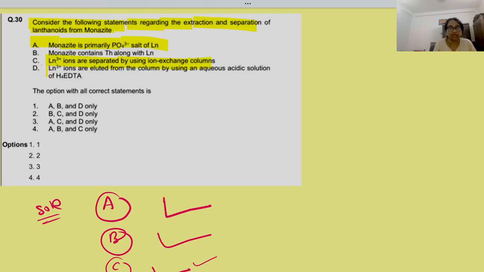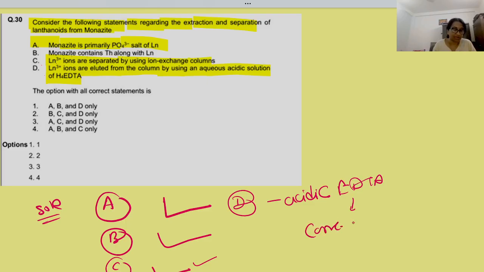Statement number four: the lanthanide third ions are eluted from the column by using an aqueous acidic solution of H4 EDTA. Okay, the elution uses acidic EDTA. In this statement for D, use of the acidic solution, acidic EDTA, by the ion exchange. And the correct point is that pH control is the key point for it.